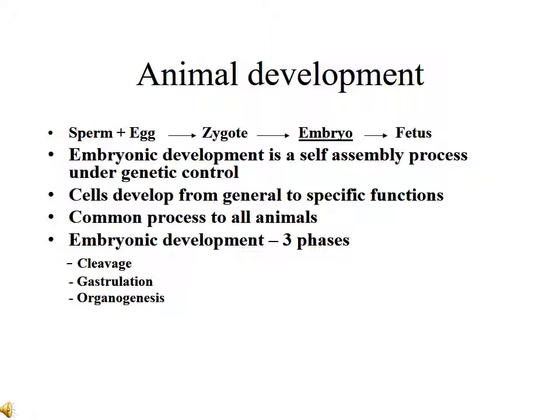So first of all, we will look at animal development, because animal development has an overall common process. To start with, remember, sperm and egg combine to form a zygote. The zygote forms an embryo, and the embryo goes through a developmental process to form a fetus. Overall, this embryonic development process, we often say, is a self-assembly process under genetic control.